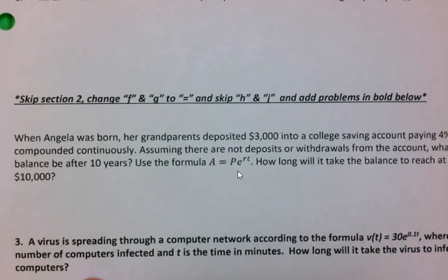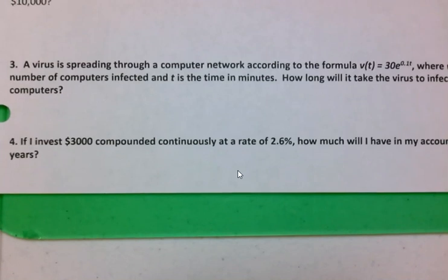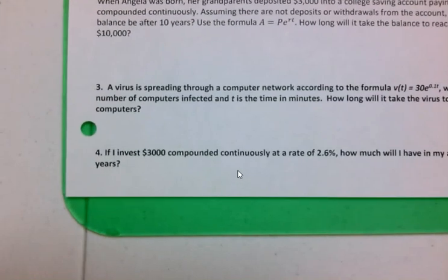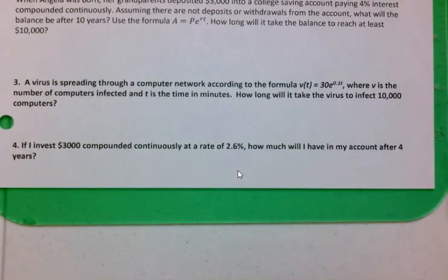The other thing I want to make sure you understand is that you have to skip section 2. F and G become equal signs. You're going to skip H and J and add the problems below that are bold. I'm going to leave this up here for just a little bit so you can pause it. They're on the top of the note page, but I'm going to leave it there. And then I'm going to turn my music off so it doesn't show up.